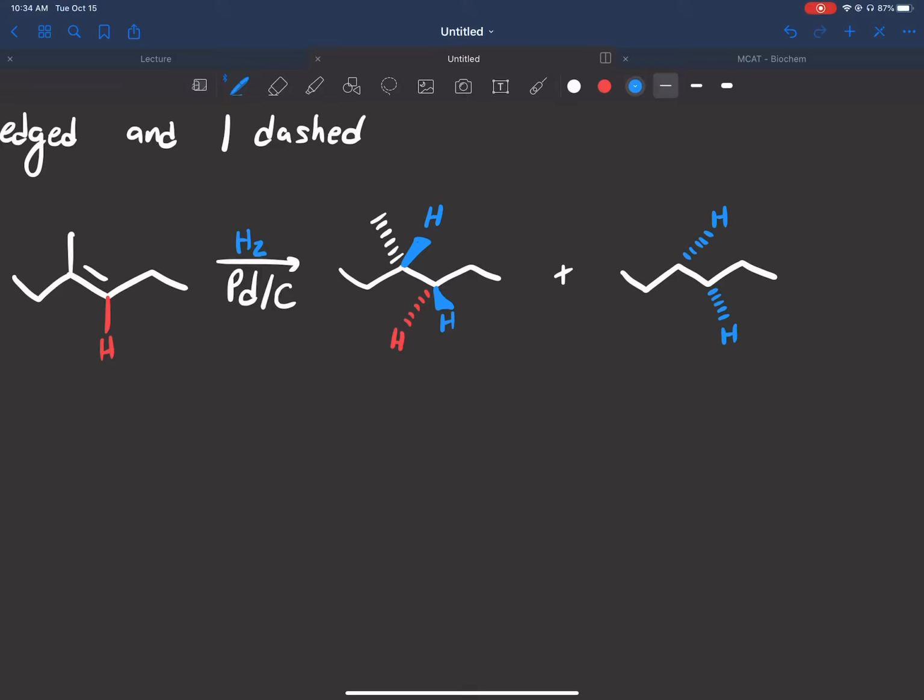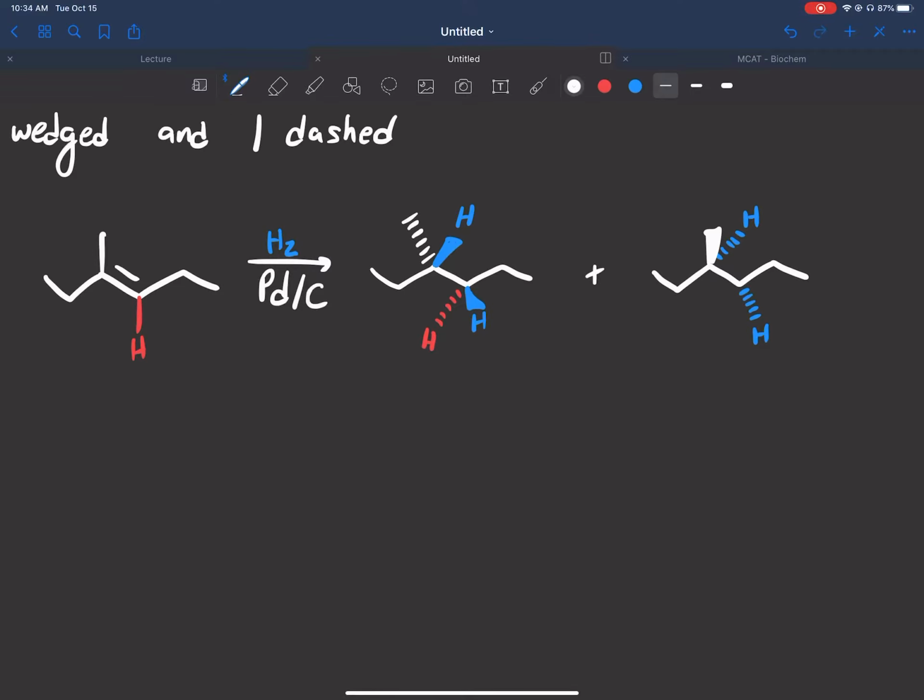Now, because the hydrogen on the carbon with the methyl is dashed, the methyl is now going to be wedged. That's going to be there. And the red hydrogen that used to be planar, because the blue hydrogen added is dashed, is going to be wedged. And so we get those two products, okay?